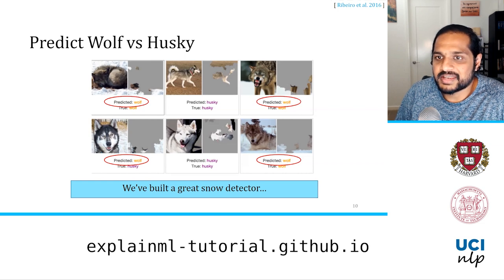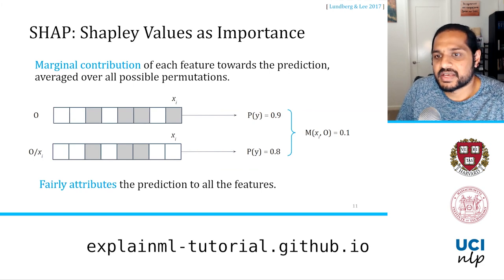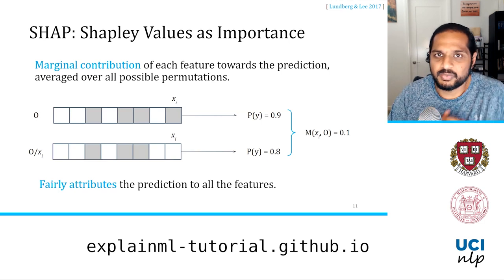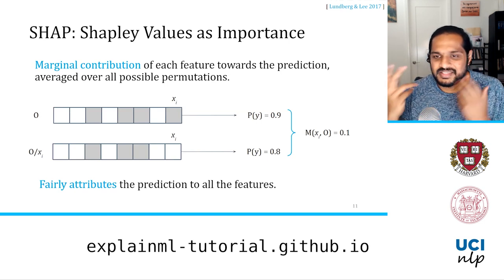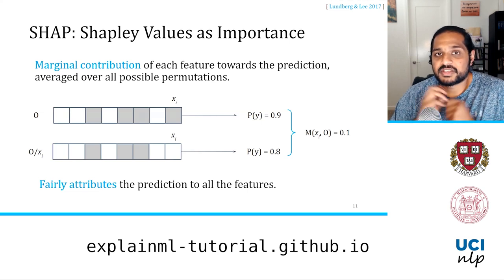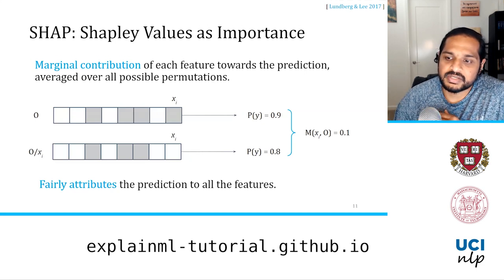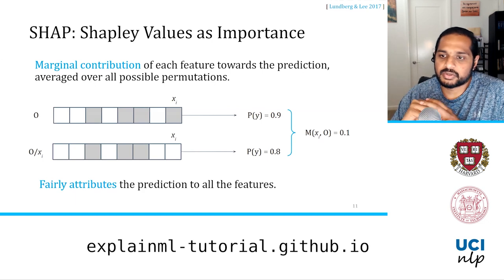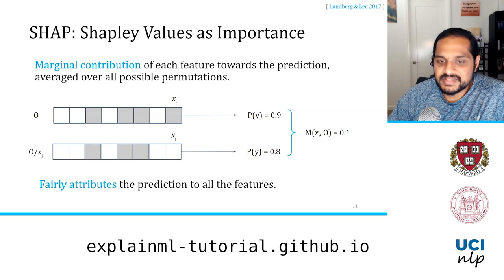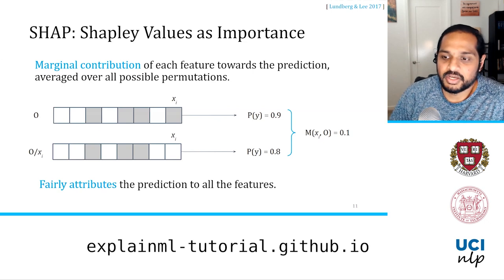There is also a related method called SHAP, which is sort of Shapley values as importance. The idea here is it's intuitively similar to LIME, where you're perturbing instances and seeing which features lead to change in the output. But the main difference is that you're computing a marginal contribution of each feature towards the prediction. And so in order to compute this marginal contribution, you have to go over all possible permutations of the features and see in every instance that it participates, how much effect does it have on the output.